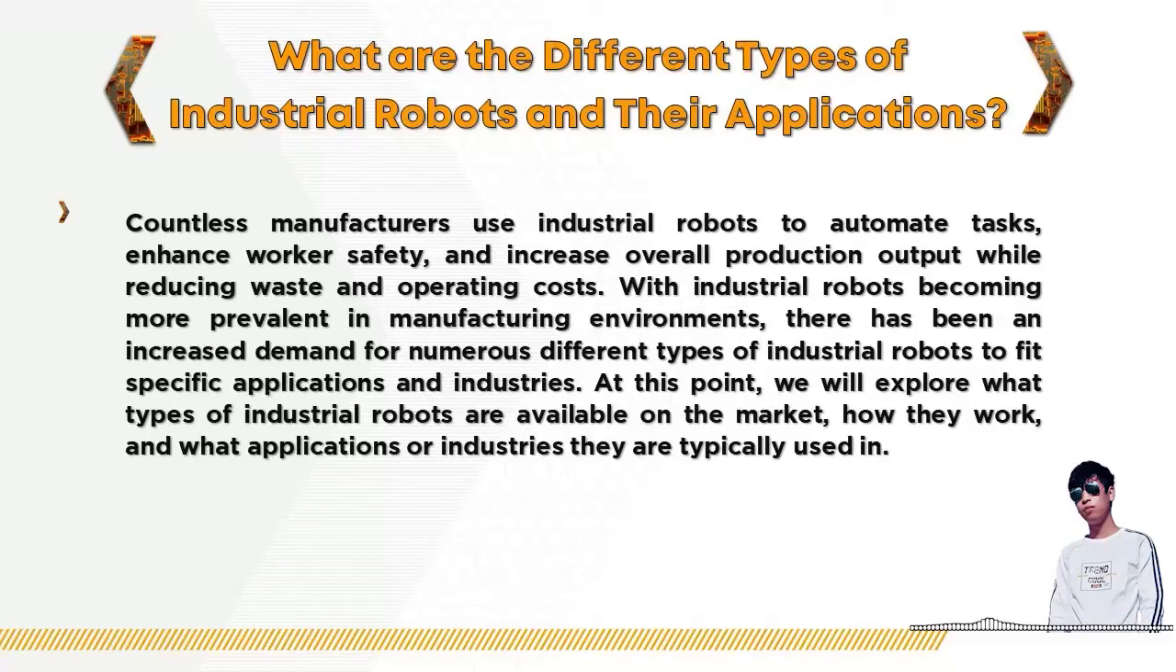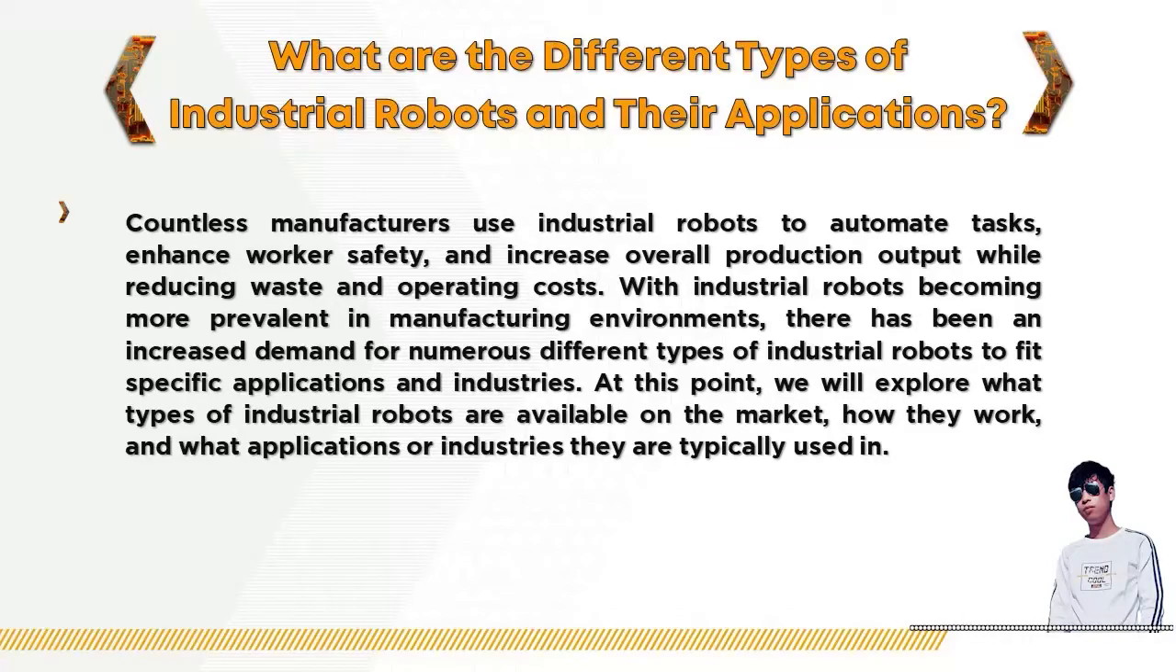What are the different types of industrial robots and their applications? Countless manufacturers use industrial robots to automate tasks, enhance worker safety, and increase overall production output while reducing waste and operating costs. With industrial robots becoming more prevalent in manufacturing environments, there has been an increased demand for numerous different types of industrial robots to fit specific applications and industries.